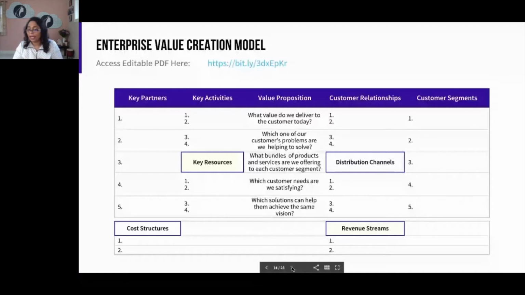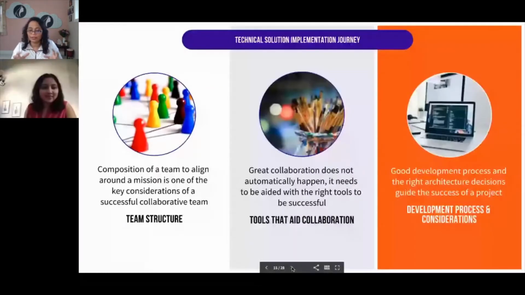With that, I'm going to hand over to Sushma. She'll talk about, now that I have an idea and I have all the pieces, how am I going to build my technical solution roadmap? So Sushma, first I would like you to introduce yourself and then take them through the technology solution implementation journey.